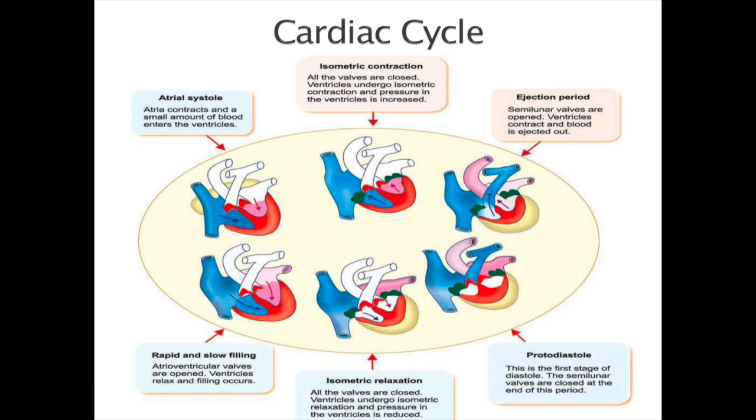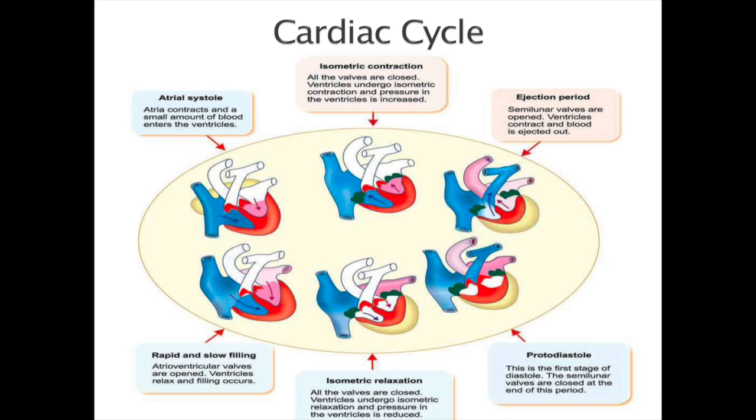Ventricular diastole comprises 4 stages. The first stage is isovolumetric or isometric relaxation, and the second stage is rapid filling. The third stage is slow filling or diastasis. The fourth stage of ventricular diastole is rapid filling. So the first stage is atrial systole, and then 4 stages of the ventricular diastole.